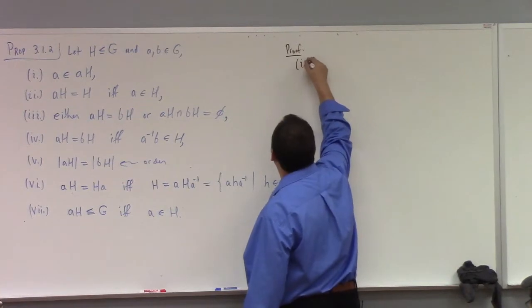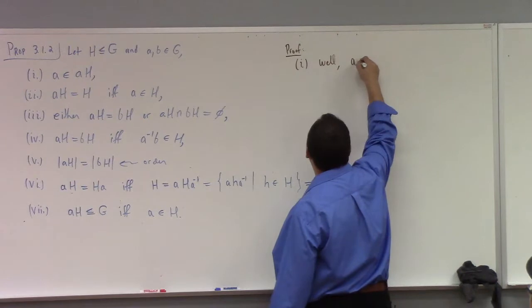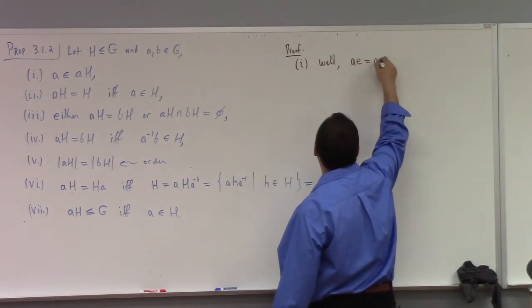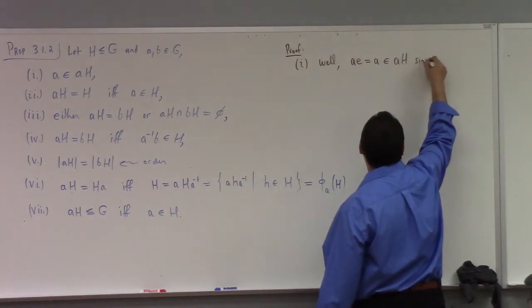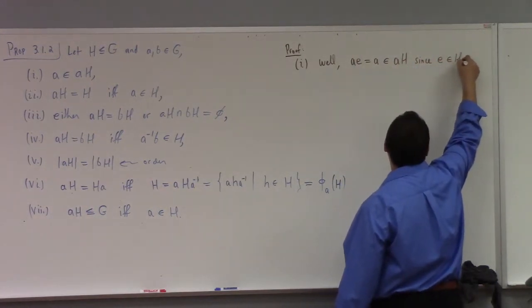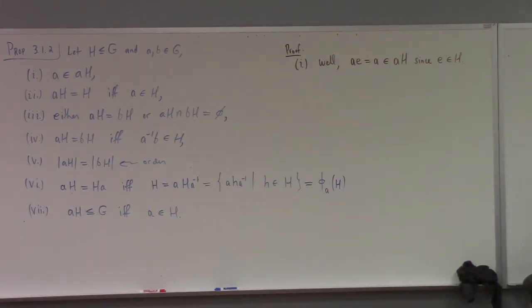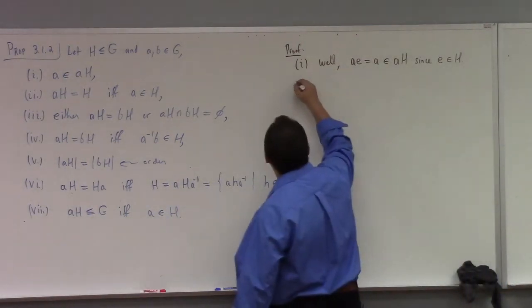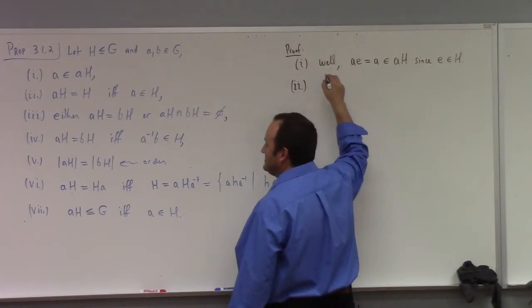So to prove number 1, we say, well, a times e is equal to a, which is an element of aH, since e is an element of H. I've included the "well" because I could put "duh." I mean, this is just obvious, a is in aH. But for the purpose of test 2, please don't give me "duh" as a proof. It won't go well.